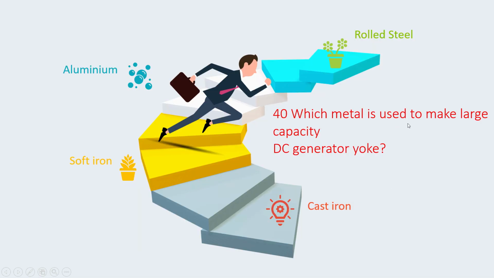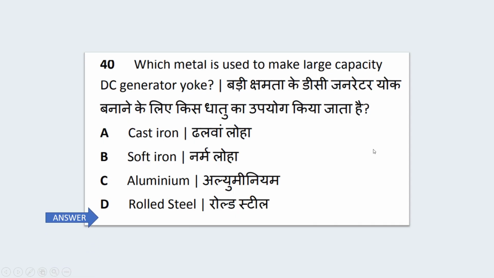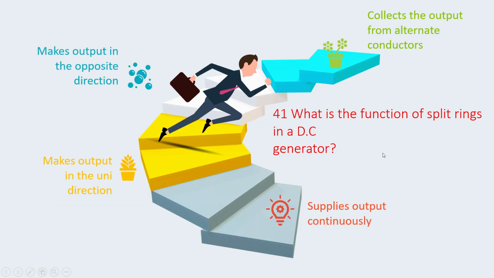Which metal is used to make large capacity DC generator yoke? Cast iron, soft iron, aluminium, rolled steel. The answer is rolled steel.